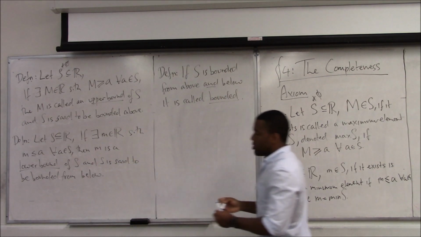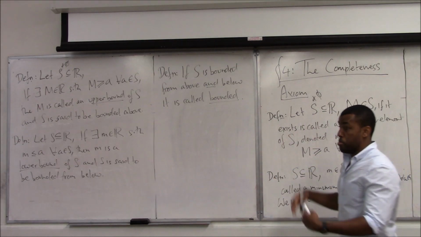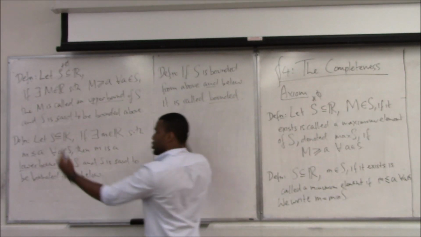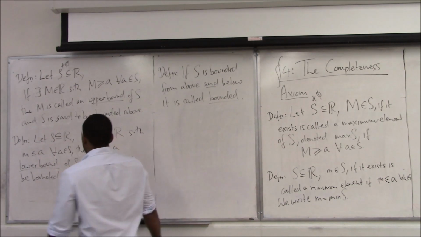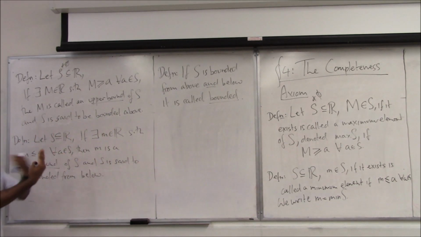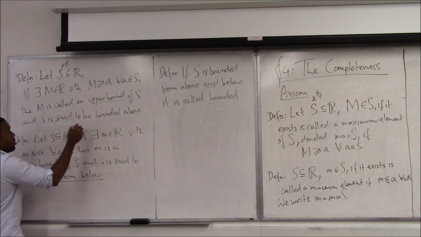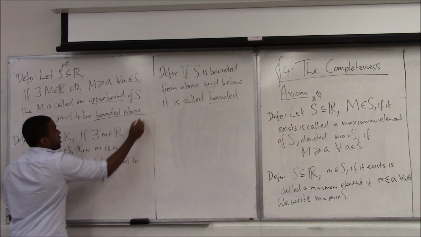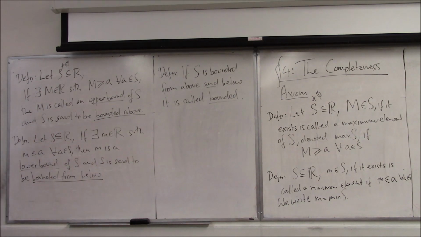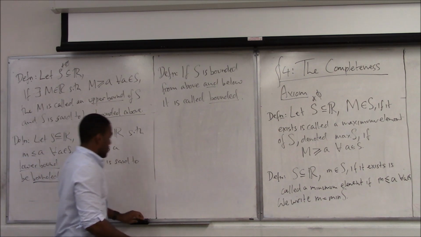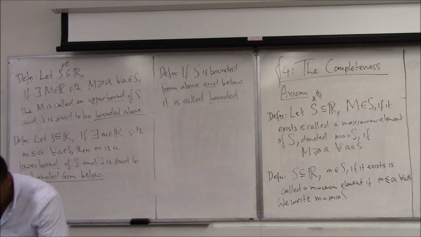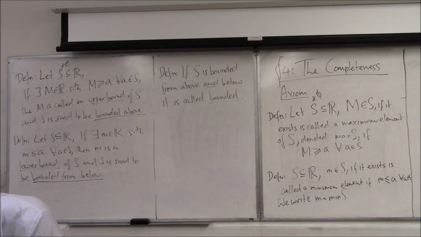Right? So there's bounded from above, bounded from below, and bounded in general. Bounded means you can bound it on both sides. Bounded from above means there's an upper bound where elements will not pass, and bounded from below means there's a lower bound that elements will not pass. So you can talk about bounded from below, bounded from above, or bounded in general. So we need that definition to talk about supremums.